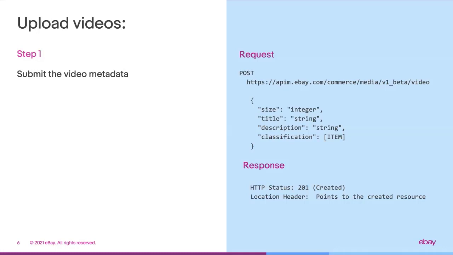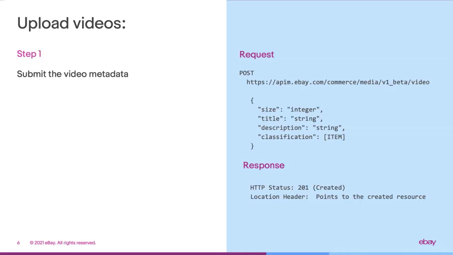Coming back to the API interface, the most critical element here is the size. The size is the size of the to-be-uploaded video file in bytes, and this needs to be an exact match. Title and description are self-explanatory. Classification requires explanation. Classification is essentially the intent behind the video. At this point, we support item, but in future there could be other use cases. We could have seller store videos, or buyers uploading review videos. There could be other classifications, but at this point it's only item classification, that is, the videos to be uploaded would be used for associating with items.